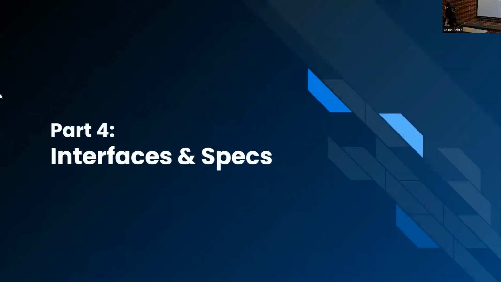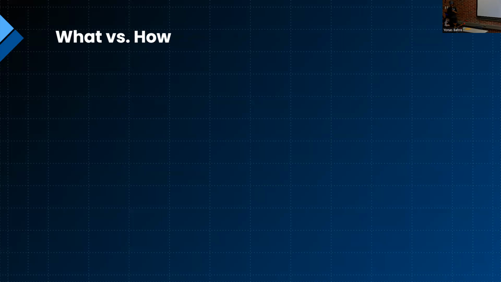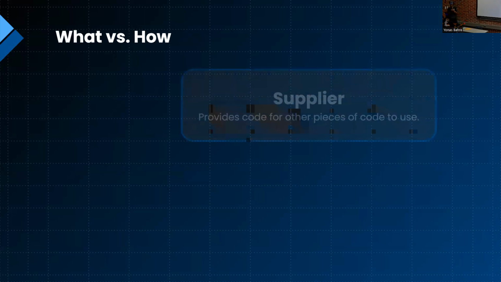So this brings us to our last major part for this workshop, interfaces and specs. We talked earlier about the concept of the what versus the how. The whole main point of this section is we want to separate the what from the how in our applications. Now, what do I mean by that?